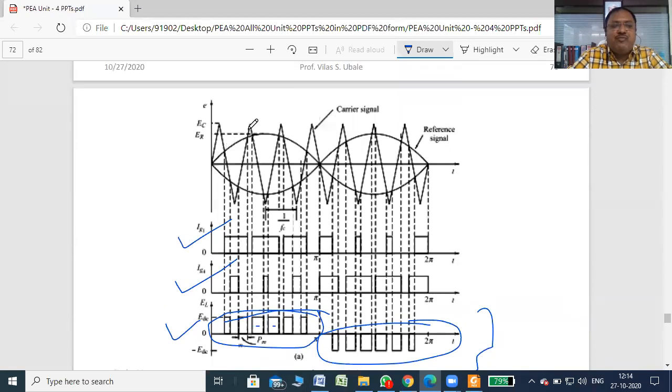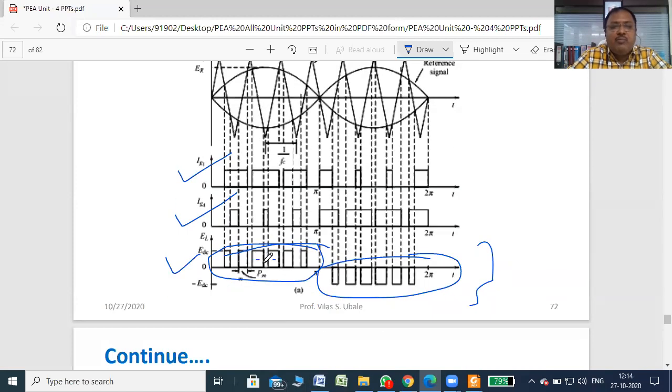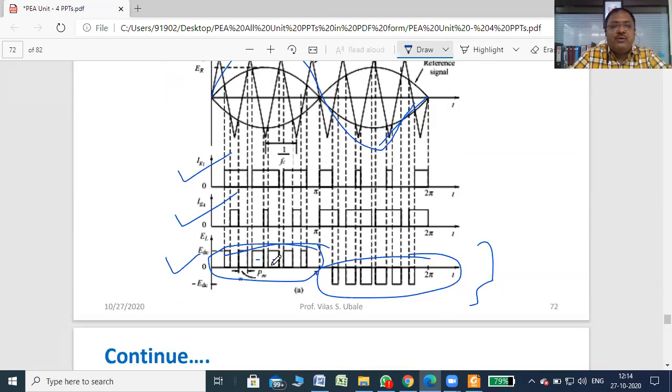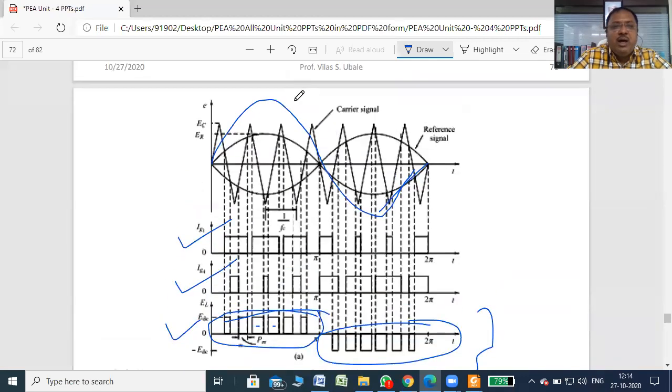As the amplitude of the modulating signal or reference signal is higher, you will get a higher pulse width. Even here in the negative, you will get a higher pulse width. So as you increase the amplitude of this particular sinusoidal waveform or reference signal, the pulse width of the gate signal, you can check here the pulse width of this particular gate, increases. If the pulse width of a gate signal increases, then the average output voltage also increases. This pulse width is varied according to the amplitude of the reference signal, you can say modulating signal.